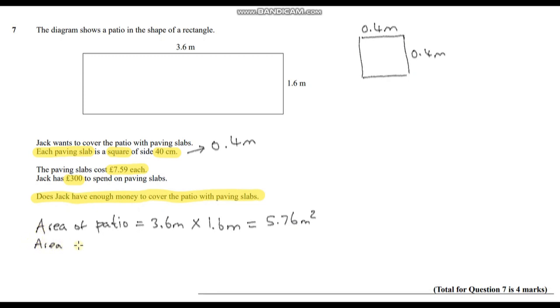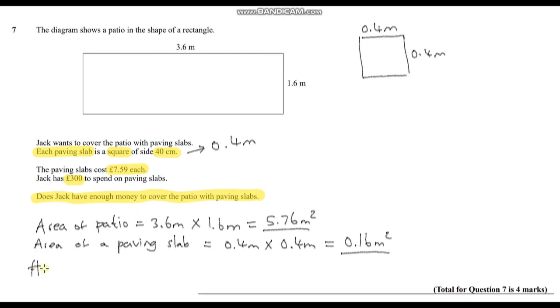Now let's work out the area of a paving slab. That's going to be 0.4 metres multiplied by 0.4 metres, and I can do that in my head. That's going to be 0.16 metres squared. So we've got the area of the patio and the area of the paving slab. To work out how many paving slabs we need, we can just divide the area of the patio by the area of a paving slab.